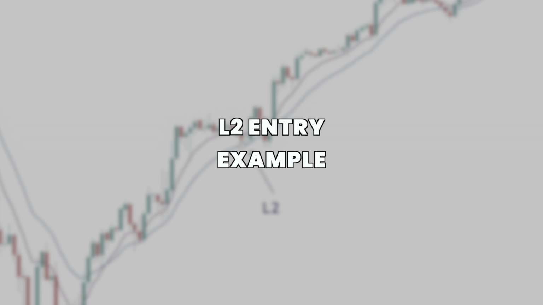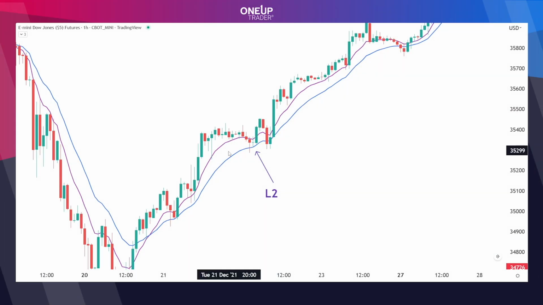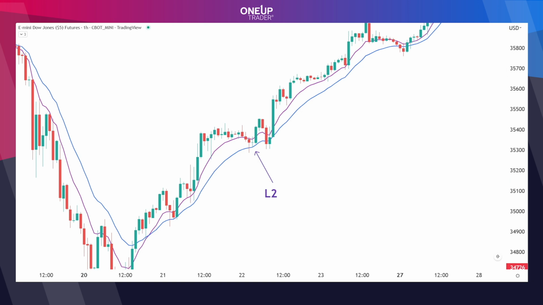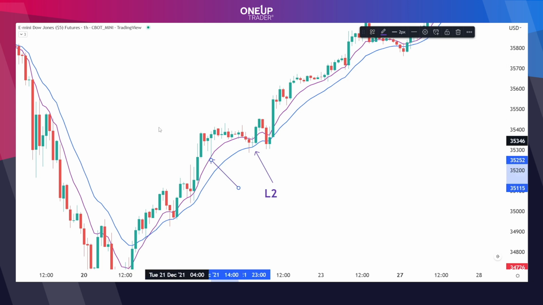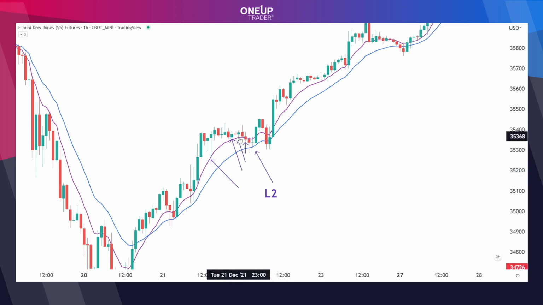Now, if we look at this example over here, this is an L2 signal because we see closes of the candlesticks within the exponential moving averages at this point. But we can actually see that we've had multiple tests and multiple touches on this specific pullback of the 9 moving average or the moving average zone. You can see all the way over here, we've had multiple touches.